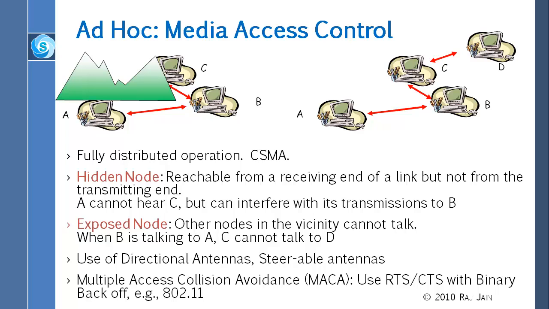The media access method generally used in ad hoc networks, and one of the proposals, is MACA, multiple access with collision avoidance. There are many proposals for media access. Like we said in our slide, there are 10 issues in ad hoc networks, and there are many papers on each of those 10 topics. Similarly, there are many papers on media access control, and MACA is one of them. MACA basically uses this RTS, CTS with binary backoff, as we talked about in 802.11.